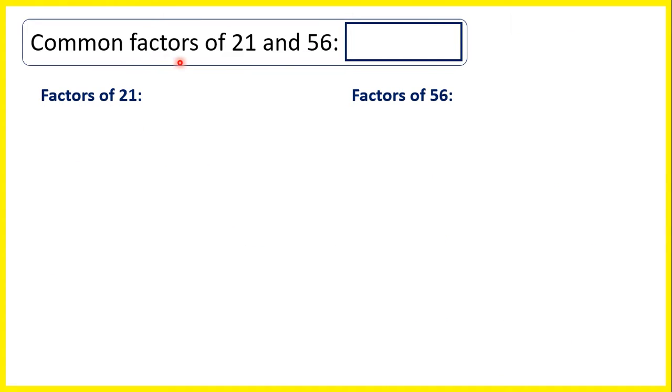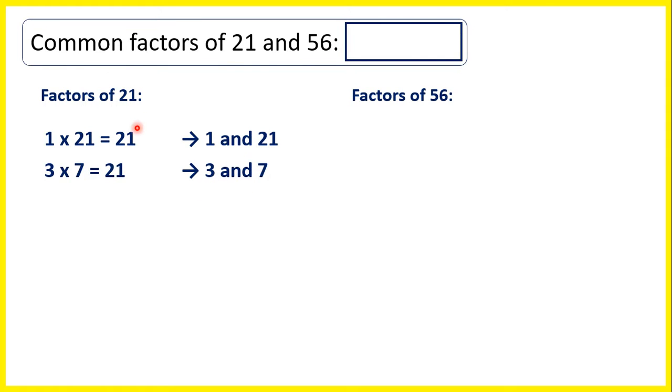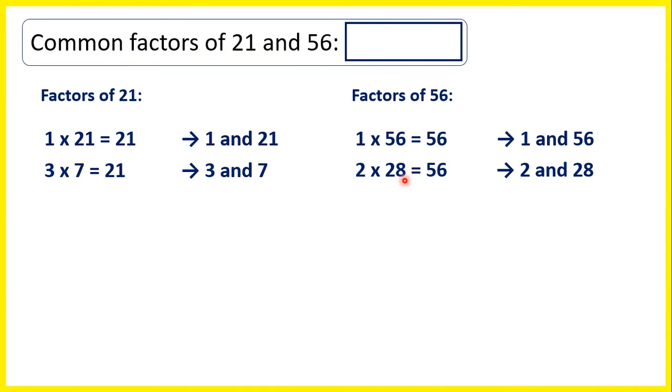Now find the common factors of 21 and 56. So 1 and 21 are factors of 21, and so are 3 and 7. Now for factors of 56, we have 1 and 56. We have 2 and 28, because 2 times 28 is 56, and we can tell that because 56 divided by 2 is 28. 4 and 14 are also factors, because 56 divided by 14 is 4.